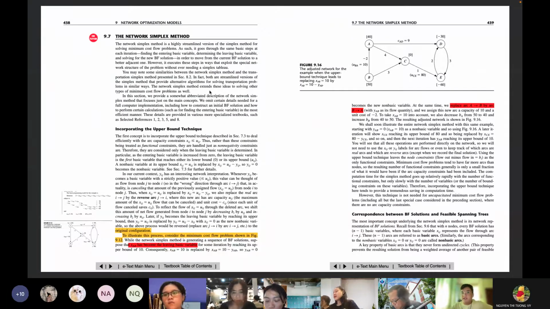Can you see my share screen? Yes. So where is it? Here, I just consider AB becoming a basic variable. Where is it? Page 438. That is the place where you expand it to be bigger.